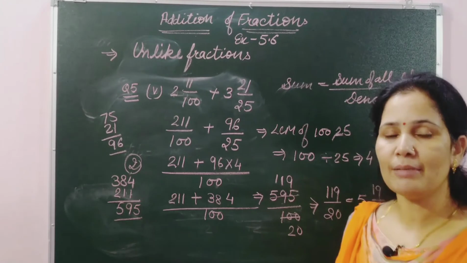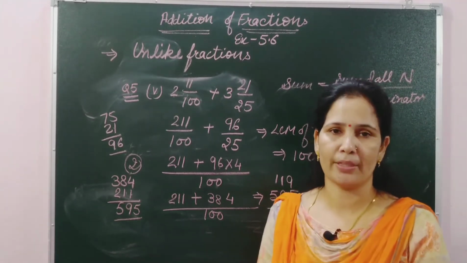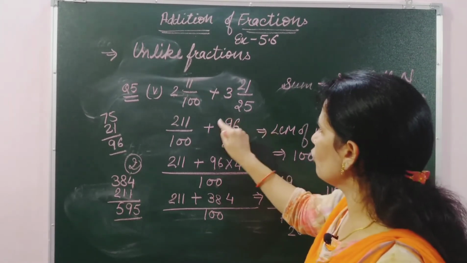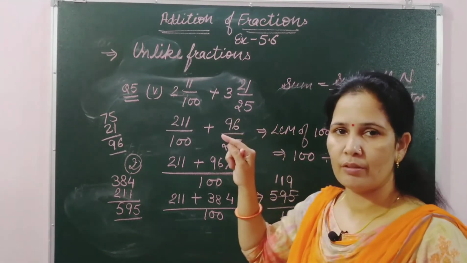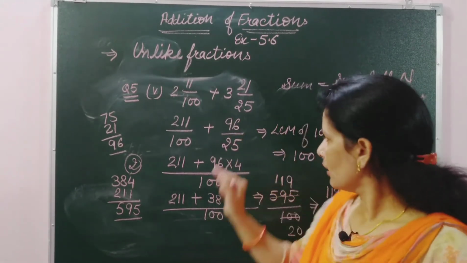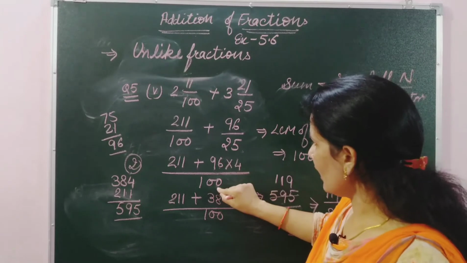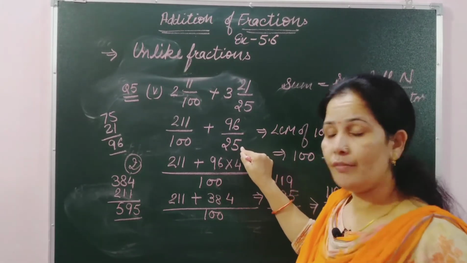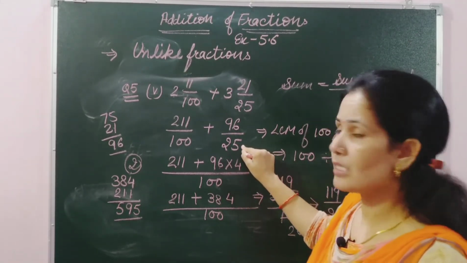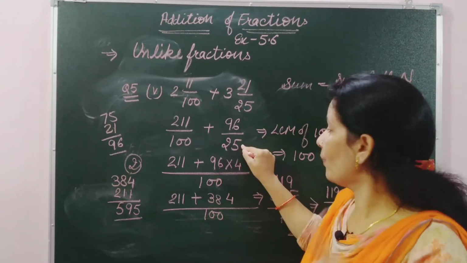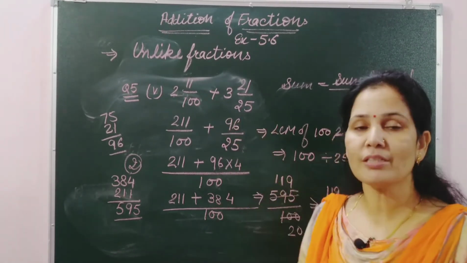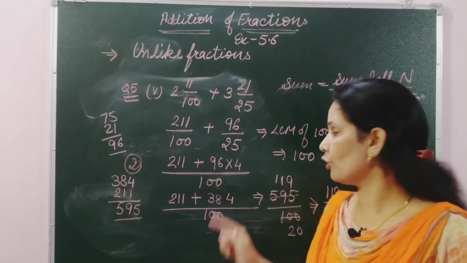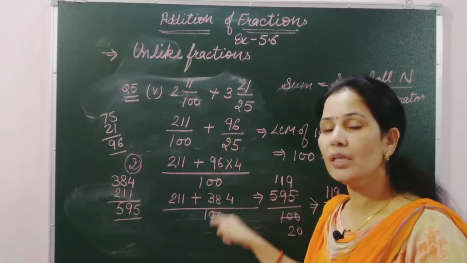Now students, many times students repeat a common mistake: they forget to multiply the numerator. So don't forget this one. Check: LCM divided by 25, if we divide we get the answer 4, and this 4 must be multiplied with the numerator. Students, if you do not multiply the numerator, then you will get the wrong answer and your question will be wrong.